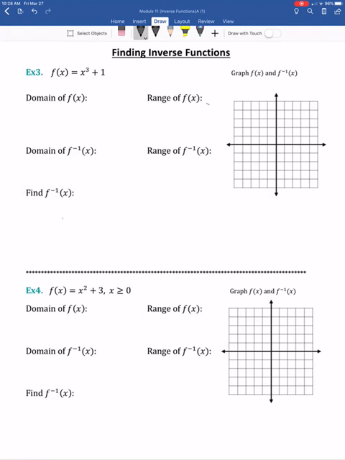All right, let's take a look at finding inverse functions. Here in example 3, we're given a degree 3 cubic polynomial function, and it wants us to graph this function f of x and then find the inverse function and produce its graph.